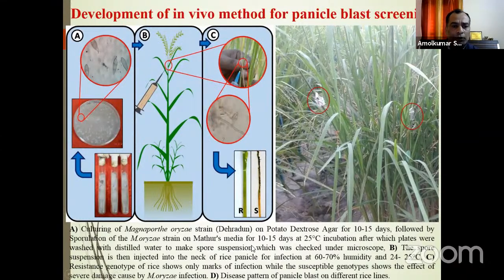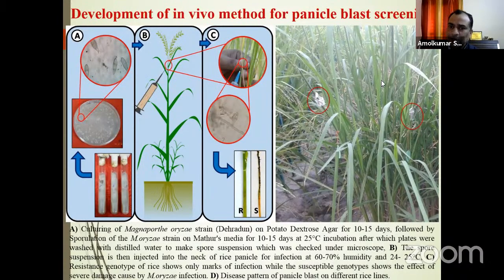So we are growing this Magnaporthe on PDA for up to 15 days, and after that we are transferring it onto Mathur media, and from Mathur media, when these spores appear, we are making a suspension so that it should be 10 to the power 5, and after that we are injecting it in the neck of this panicle. So like this, and after that we are putting a cotton plug with water, and then we are attaching this aluminum foil so that this water should be there for at least 24 to 30 hours.